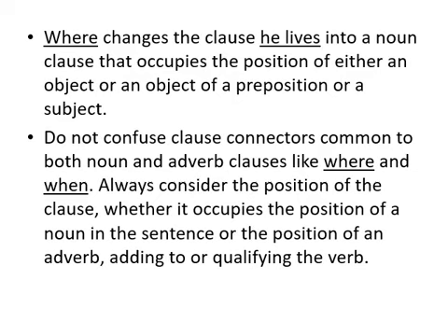Where changes the clause he lives into a noun clause that occupies the position of either an object or an object of a preposition or a subject. where he lives دي مرة استعملتها كفاعل ومرة كأوبجكت. where he lives is not important أنا هنا استعملتها كفاعل. I don't know where he lives استعملتها هنا كمفعول. و I'm not concerned about where he lives. about is a preposition يبقى where he lives is object of a preposition.